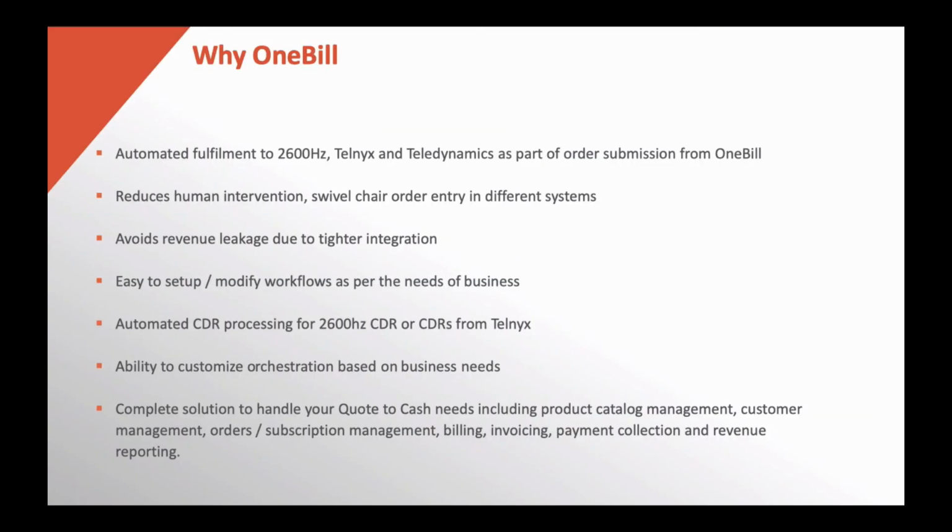So why choose OneBill? The advantage is automated fulfillment with different downstream systems so that you could automate your entire orchestration process. This reduces human intervention and errors in ordering, so you don't miss anything and avoid revenue leakage due to the tighter integration. It's easy to set up and modify the workflows defined in the platform.